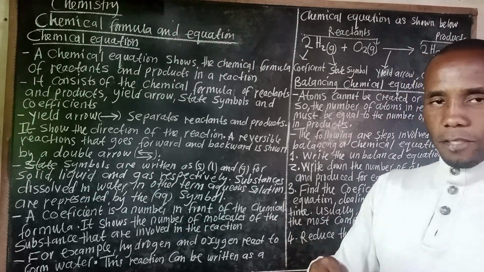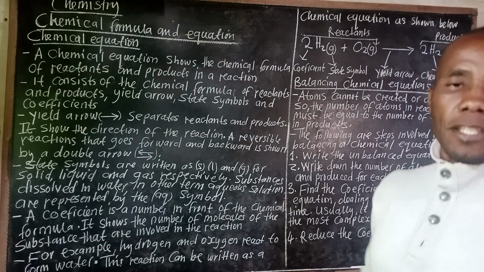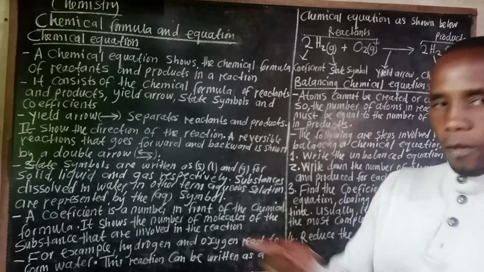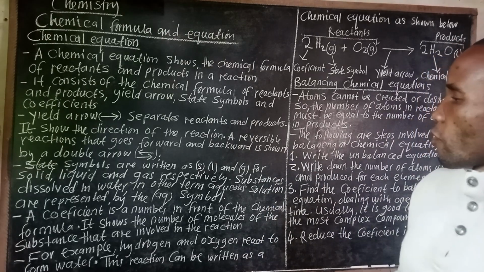The number of molecules or atoms that are involved in the reaction. So that one is shown by what? A coefficient. So if you have one coefficient, just know that this is one molecule. If you have two coefficients, that is two molecules or two atoms.